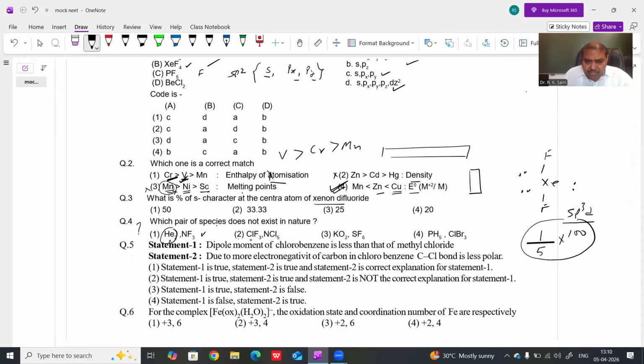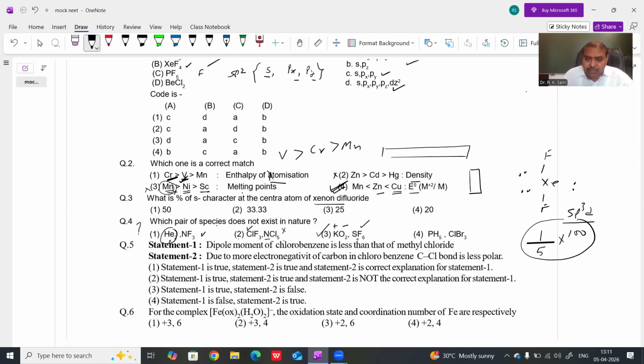In the second option, ClF3 exists, but NCl5 does not, because nitrogen is a second period element. It does not possess empty d orbitals and cannot expand its octet, and hence the second species does not exist. In the third option, both species exist in nature. The first is potassium superoxide, and the second one is SF6.